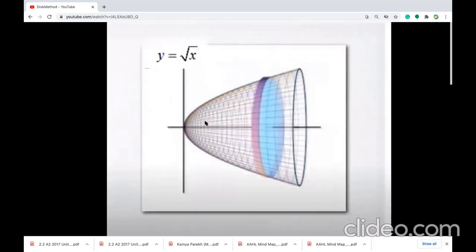Now, I'll just tell you how to find the volume of rotation formula. Let's say this is my function, the curve that you had initially, f of x. If you look at this, it is a cylindrical ring, a cylindrical disk, whose depth is, let's say, dx, and whose radius is nothing but the y value of the function.